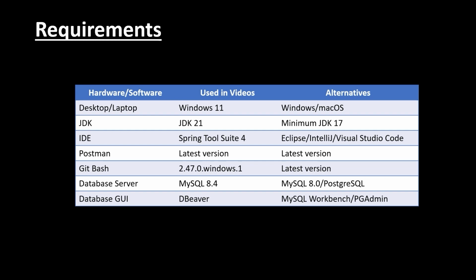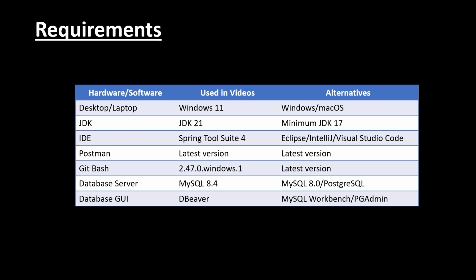If you want to write the code and execute the code, you need to have JDK in your machines. I will be doing it with the help of JDK 21. In your machines, you should have minimum JDK 17. Why am I saying so? Because let's say you want to create a new Spring Boot project.